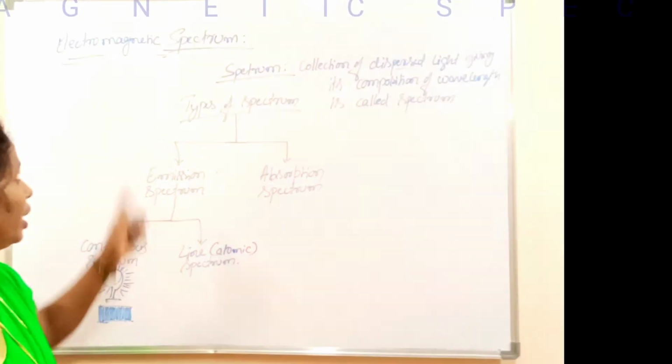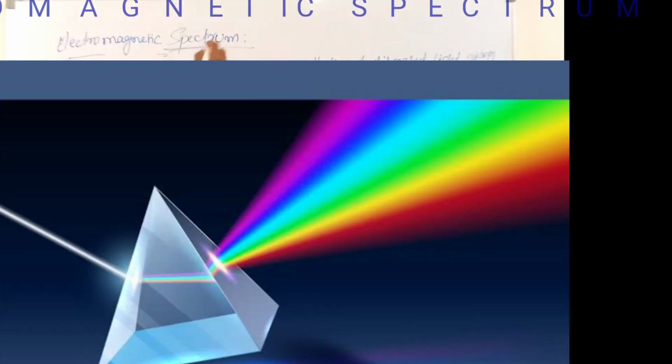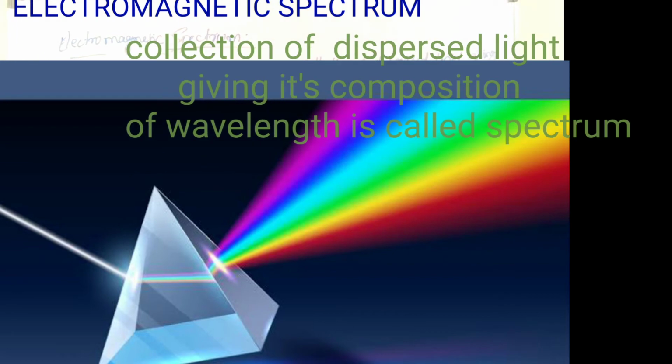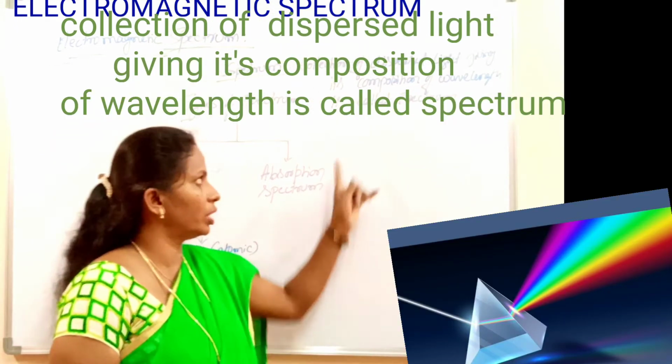So in electromagnetic spectrum, spectrum means the collection of dispersed light, giving its composition of wavelength. The collection of dispersed light giving its composition of wavelength is called spectrum.